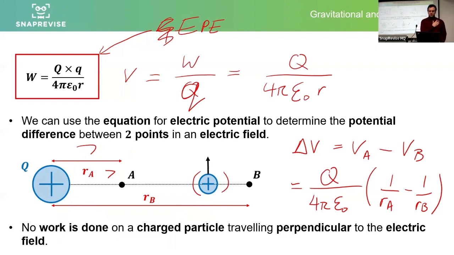No work is done on a charged particle traveling perpendicular to the electric field. Yeah, that makes sense. Work is only done by a force if you're moving in a direction parallel with that force. So if you're moving at right angles to a field line, then the force will be perpendicular to your motion and you won't do any work.